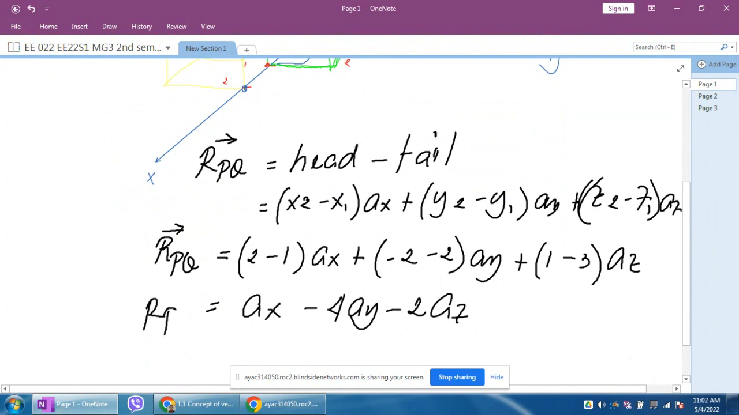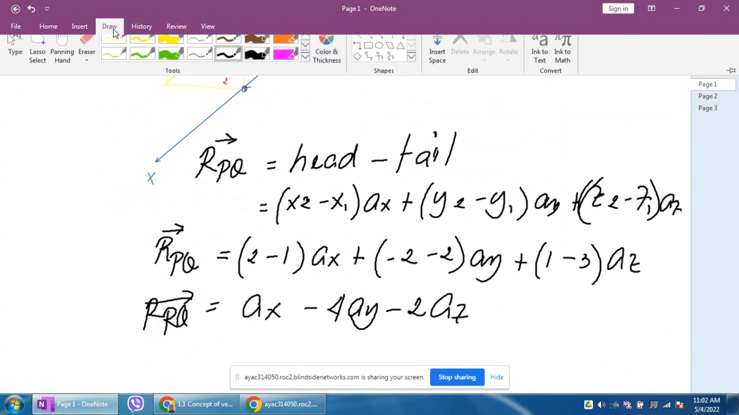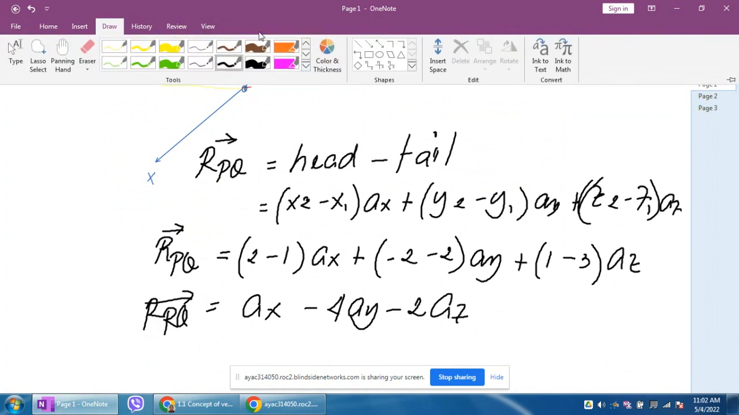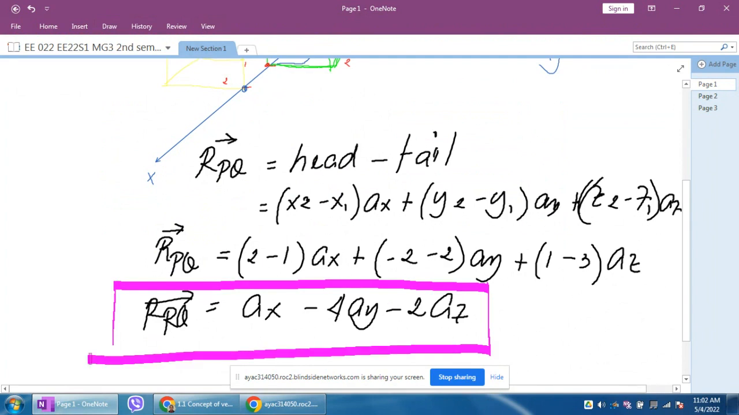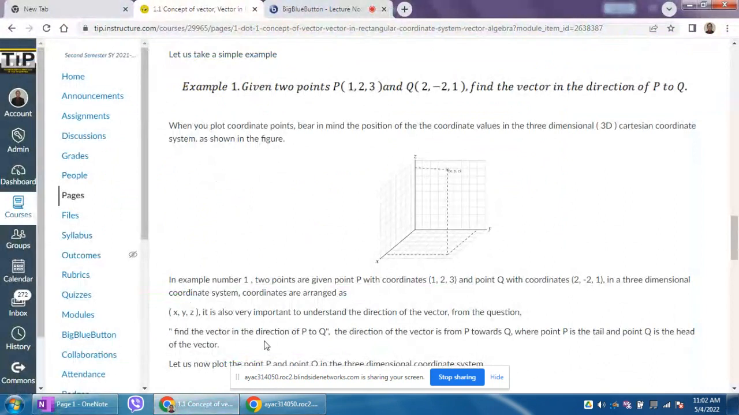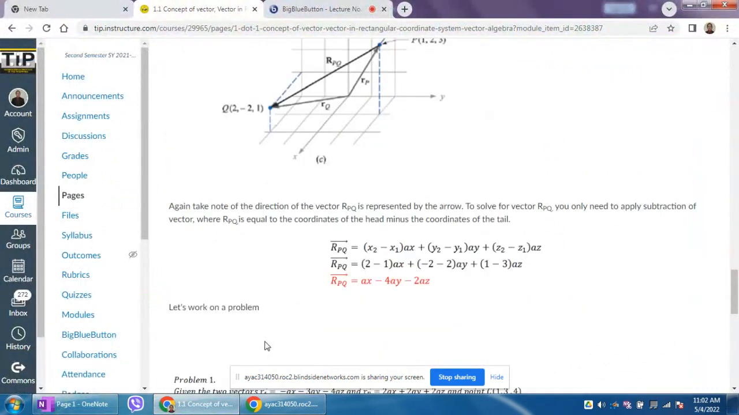So ingat lang po tayo with the addition subtraction of numbers. So mag-iingat lang po tayo doon. So ito na po yung vector. This is now our vector from P towards Q. Okay. So ayan po yun. So ax minus 4ay minus 2az.